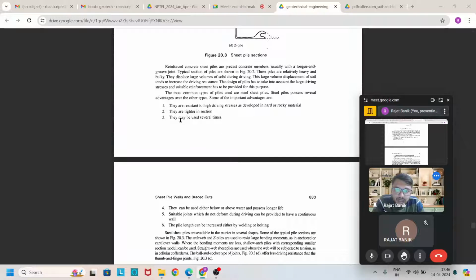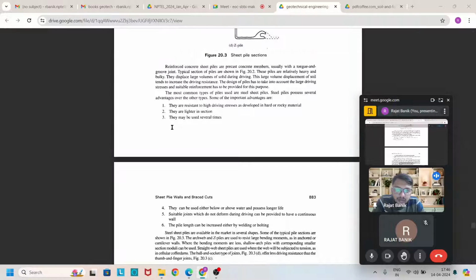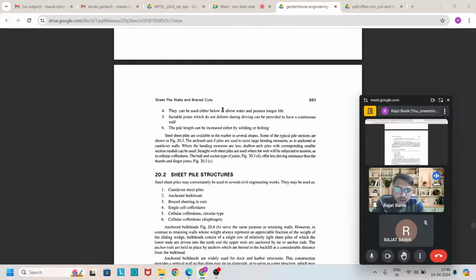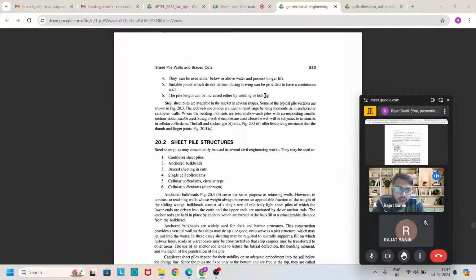We can see that resistance to high driving stresses is developed in hard or rocky material. They are lighter in section. They may be used several times. Also, they may be used either below or above the water and possess a long life. Suitable joints which do not deform during the driving can be provided to have continuous work. The pile length can be increased either by welding or bolting. These are the advantages of the sheet pile.